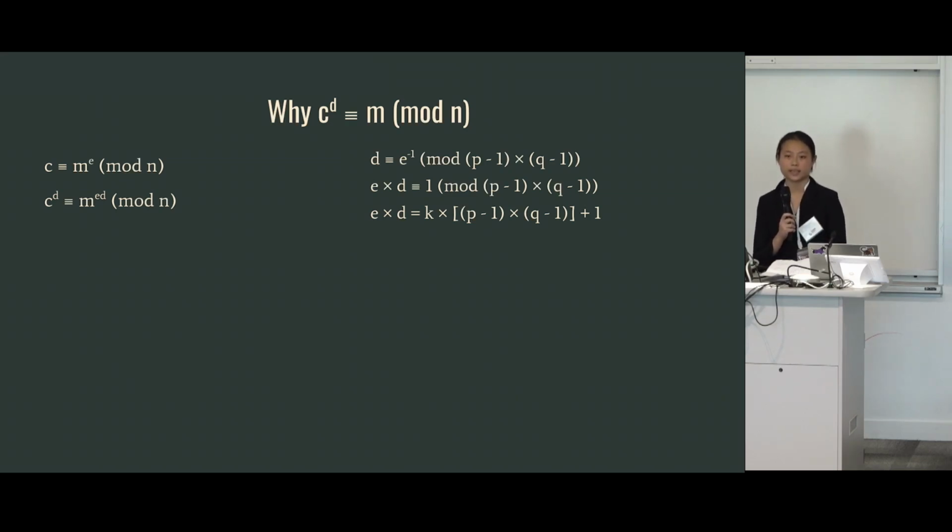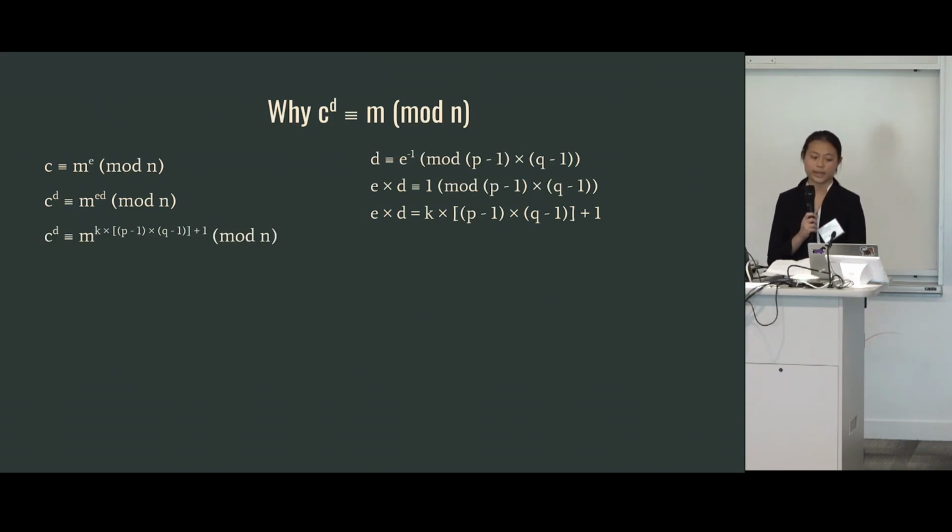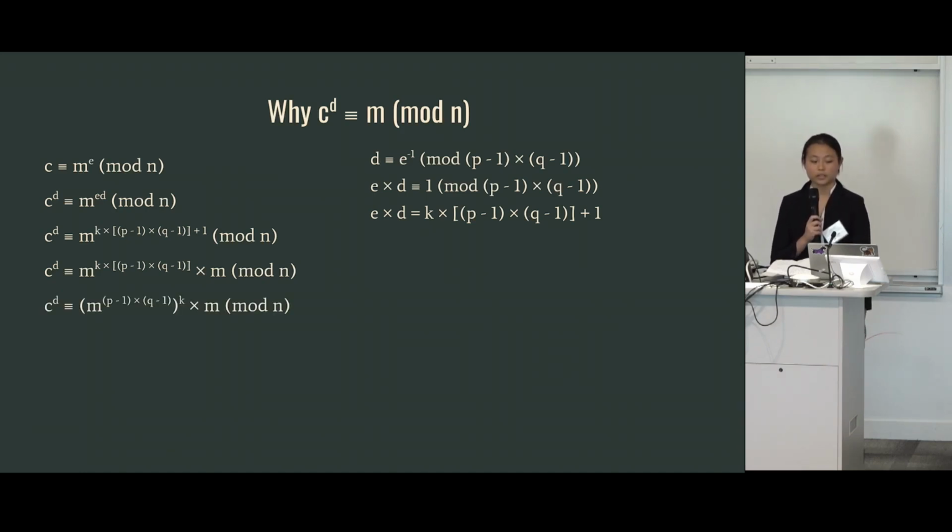Now, if we take a look at our equation on the left, we can see that m is raised to a power of ed. We can substitute that ed with what we have obtained on the right side to get this equation here. If we take a look again at the exponent of the m, we can see that plus 1, and we can change that into times m, as shown here. The next step would be to take a look at the first term, and then raise m to the p minus 1 times q minus 1, and raise that whole thing to the power of k.